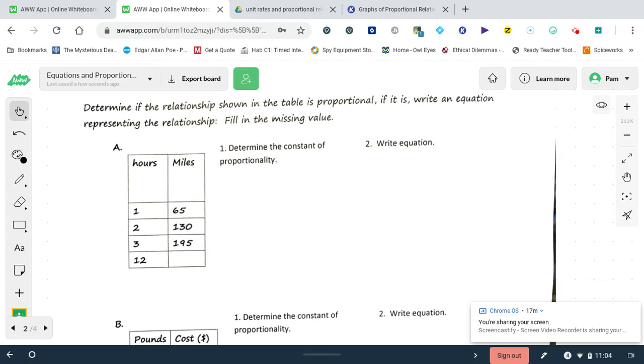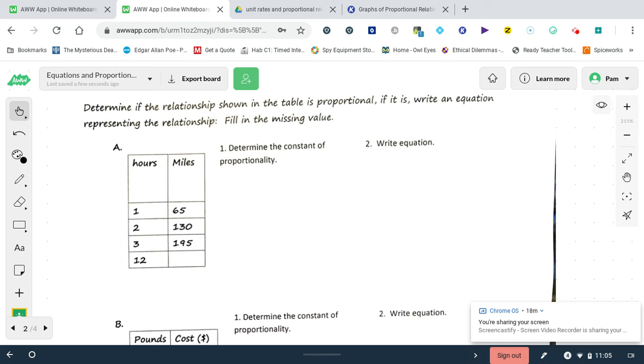Okay. It says to determine if the relationship in the table is proportional. Well, to determine if something is proportional or not, you need to divide to find each ratio. And if every ratio is constant or the same, we'll say it's proportional. If every ratio you get after you divide is not the same, it's not proportional. All right. So we're going to determine if it's proportional by dividing. If it is, we're going to write an equation that represents the relationship. Remember, equations are written in the form y equals kx.